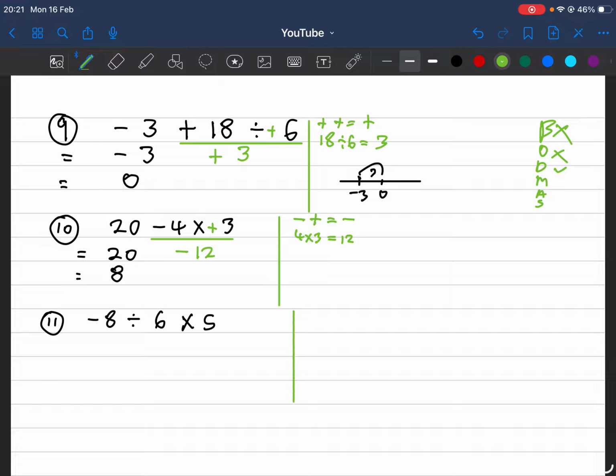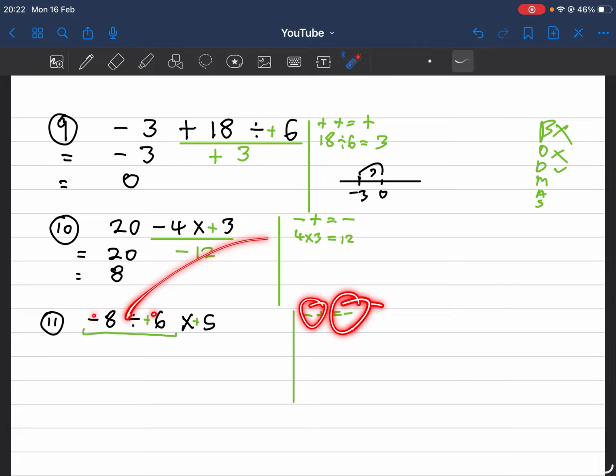Now, let's try this one. After you identify it, you realize, okay, there's a positive 6 here and there's a positive 5 there. Now, brackets, division, multiplication, addition, subtraction. So division comes first. So we're going to go ahead and do division over here. A negative and a positive will give you a negative. Where am I getting these signs from, guys? It's the negative on the 8 and the positive on the 6. Put them together and decide what sign it gives us using the table from the other page. And it gives us a negative.